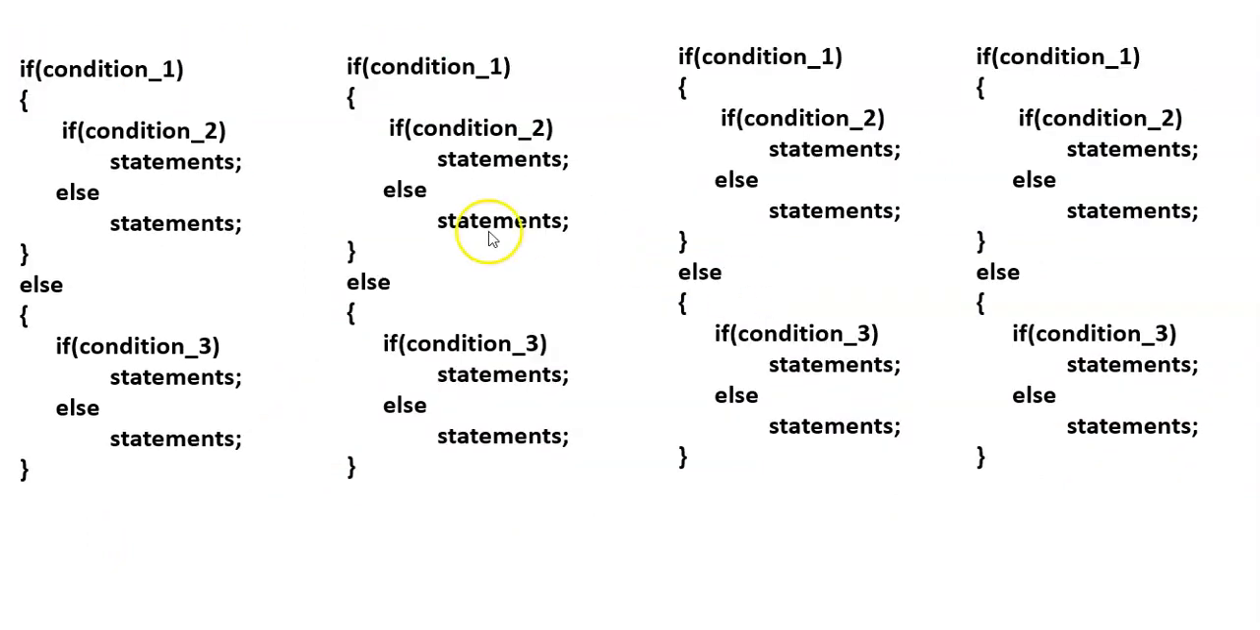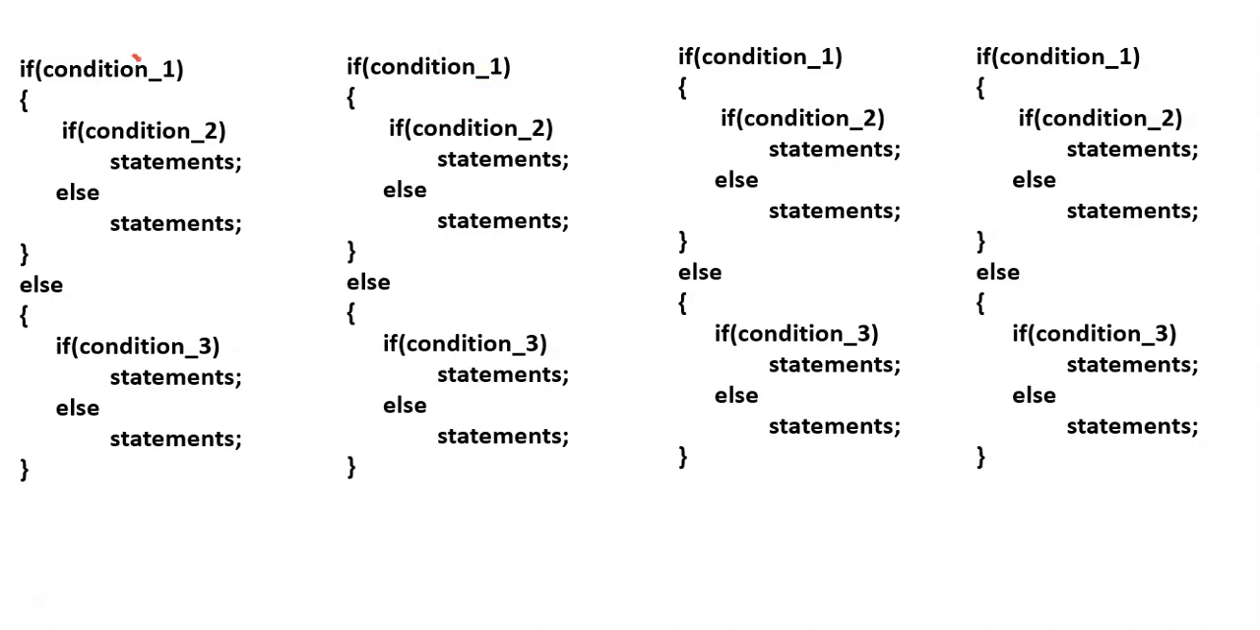Now we see another syntax here. I have taken four syntaxes, and all four are the same. In this syntax, we have placed if else statements both in the if block as well as in the else block. In the first case, we placed if else in the if block only. In the second example, we placed if else statements in the else block, and in this example, we have placed if else in both the if block as well as the else block. Now we see how these are executed.